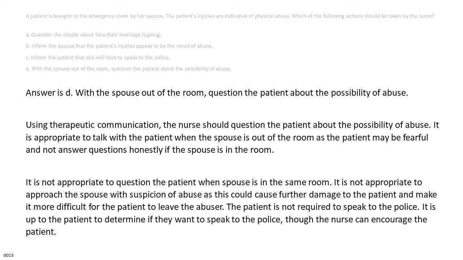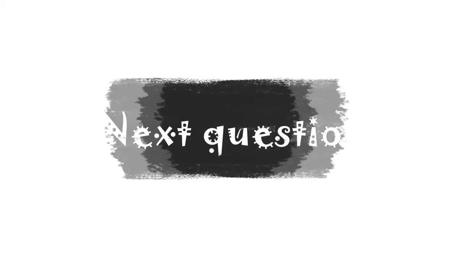It is not appropriate to approach the spouse with suspicion of abuse, as this could cause further damage to the patient and make it more difficult for the patient to leave the abuser. The patient is not required to speak to the police. It is up to the patient to determine if they want to speak to the police, though the nurse can encourage the patient.